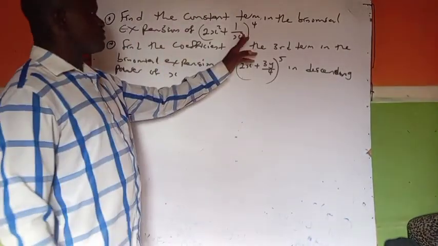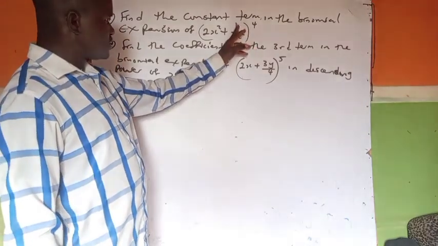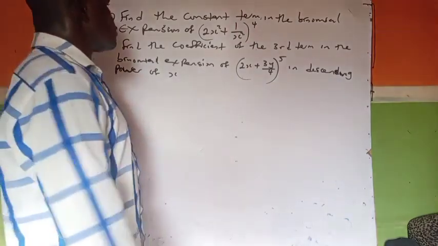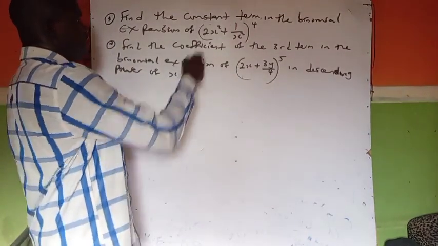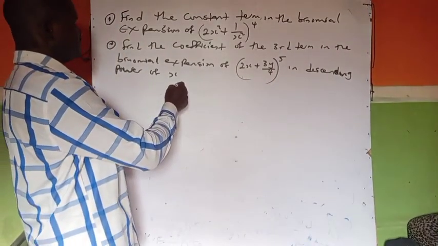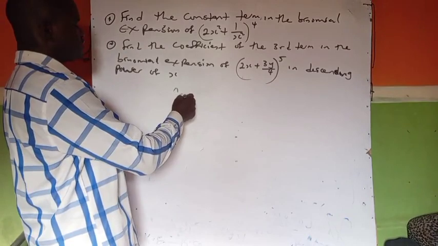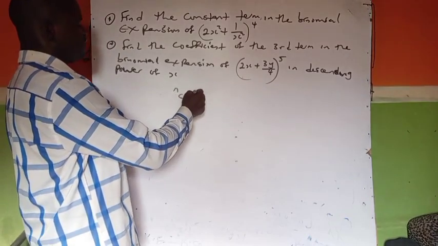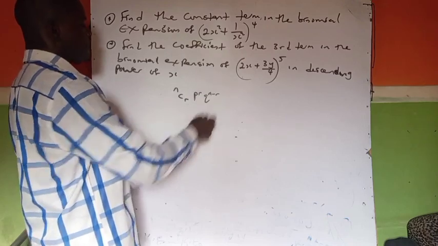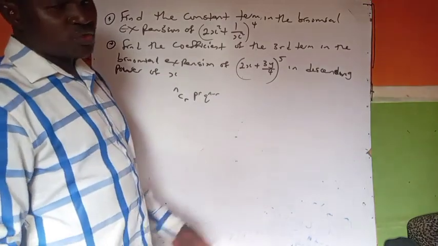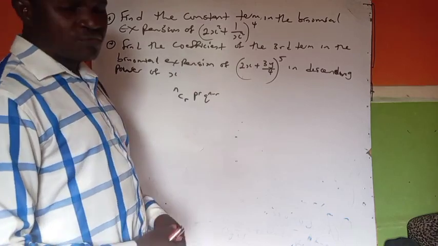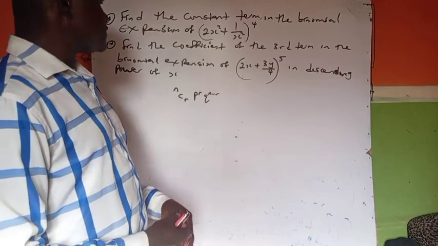But in this case, we have a number, and because of the fractional nature of this one, that is why you are going to have it. So what you have here is you can make use of this: n combination r, p raised to power r, q raised to power n minus r. Make use of this formula to calculate the term that you need.